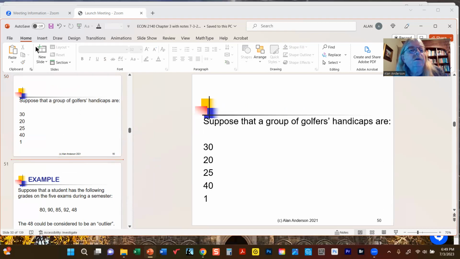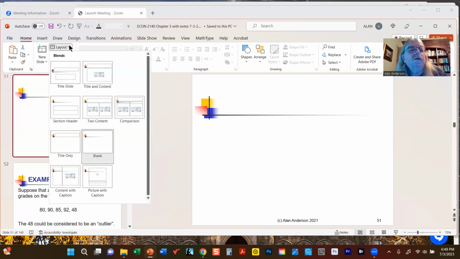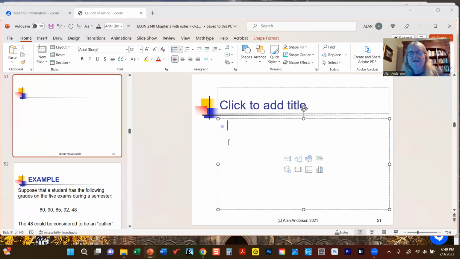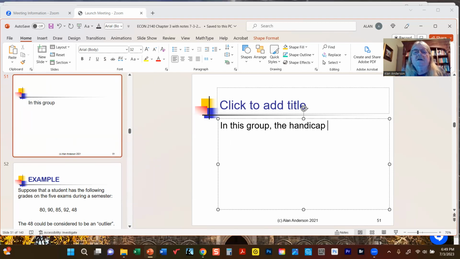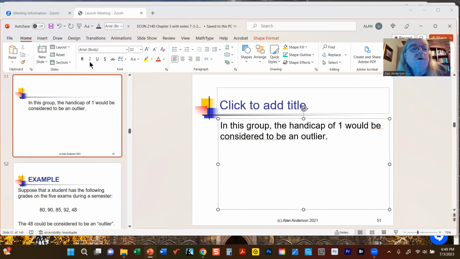So in this group, you wonder who is this, Tiger Woods or something? In this group, the handicap of 1 would be considered to be an outlier. And that's because it's so much smaller than the others.